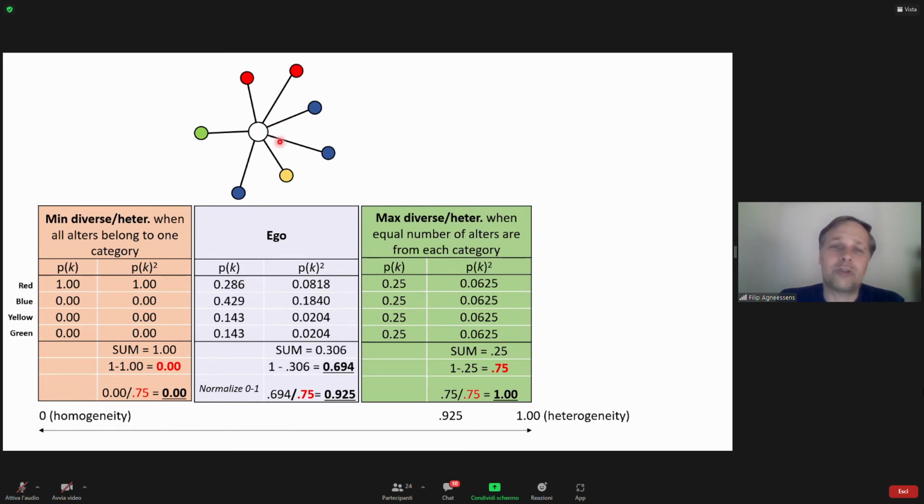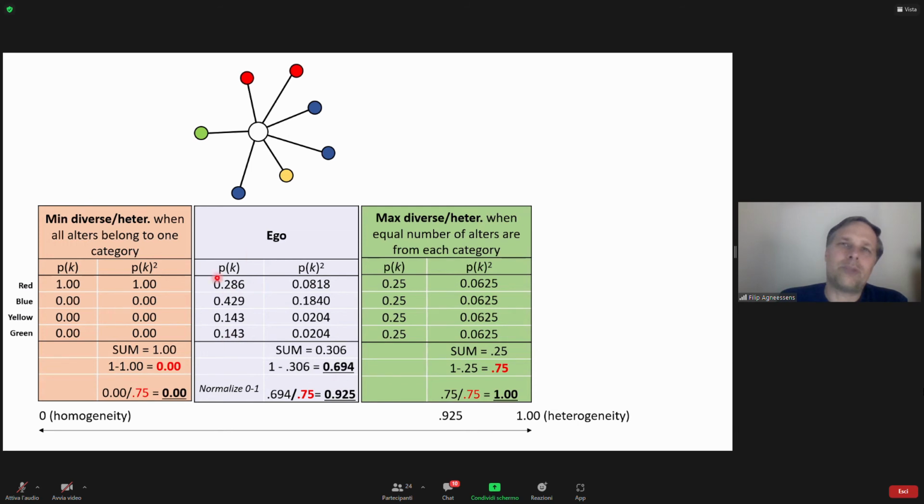Okay, so what we do is we take the person, we take what proportion is red of the alters? Well, 2 out of 7, that's 0.286. What proportion is blue? 3 out of 7, that's 0.429. What proportion is yellow? 1 out of 7, that's 0.143. What proportion is green? 1 out of 7, that's 0.143, right? And if I take the sum of that, that will be 1. Because there are unique categories and everyone belongs to just one category, the sum of the percentages will be 100 percent, because I'm taking everything divided by 7.